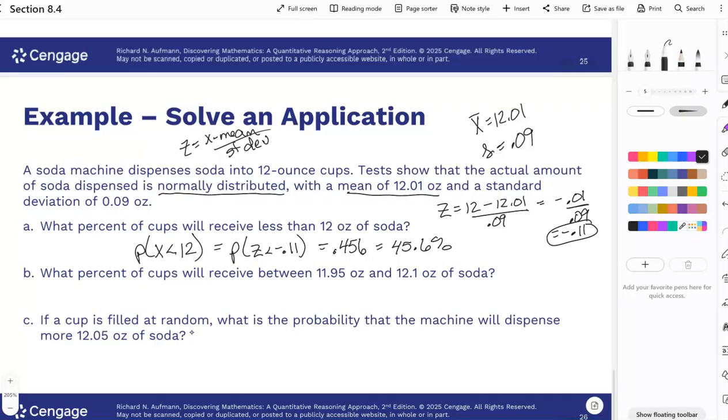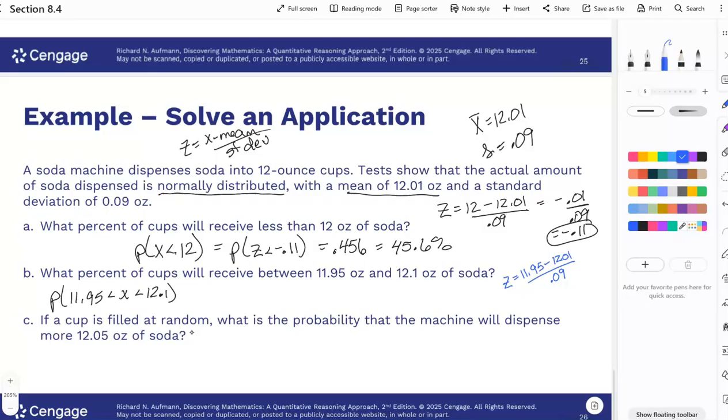B is asking us what percent of cups will receive between 11.95 and 12.1 ounces. So we're going to write that as a mathematical sentence. So we want that X value to be between 11.95 and 12.1. And then we've got to find the z-score associated with each one of those. So z, let me do it in a different color. Z is equal to my X value minus the mean divided by the standard deviation.